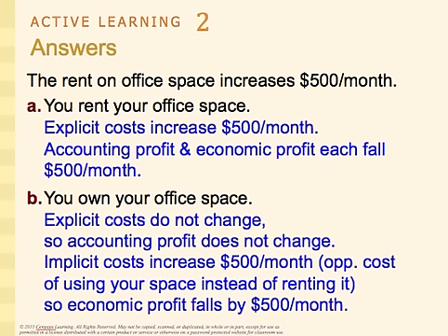If you own your own office space, the explicit costs do not change. Again, that's what we just went through in part A. So the accounting profit does not change. However, the economic profit is going to consider implicit costs, your opportunity costs, and your implicit costs increase by $500 a month. In other words, your opportunity cost of using your space instead of renting it. So economic profit falls by $500 a month.